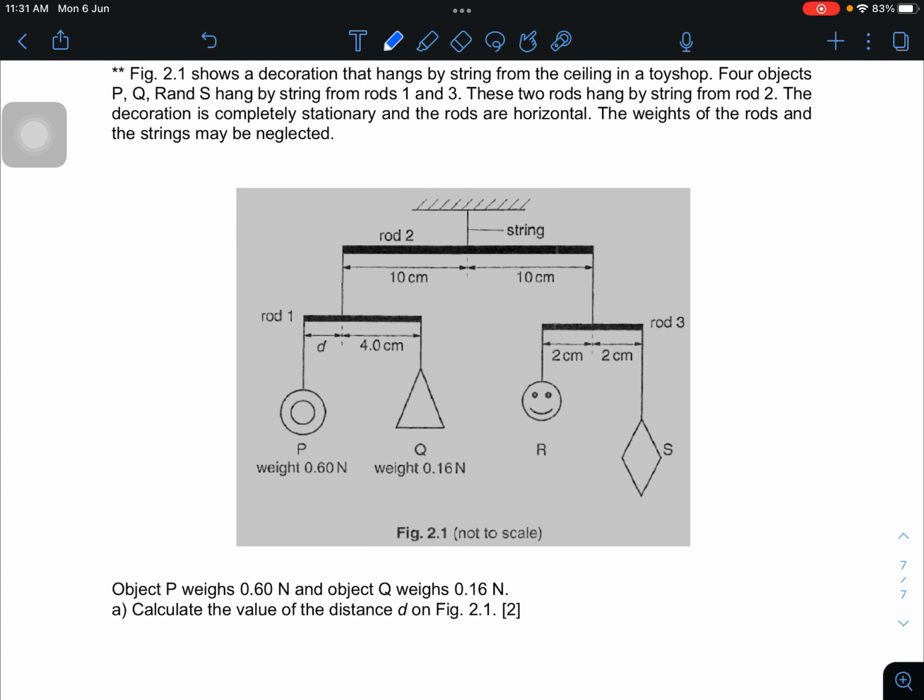Figure 2.1 shows the decoration that hangs by string from the ceiling in a toy shop. 4 objects, P, Q, R, and S, hang by string from rods 1 and 3. These 2 rods hang by string from rod 2. The decoration is completely stationary and the rods are horizontal. The weights of the rods and the strings may be neglected.